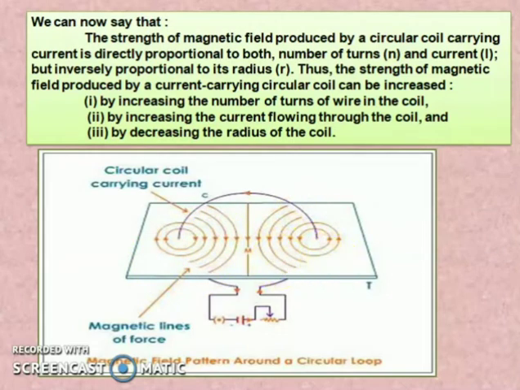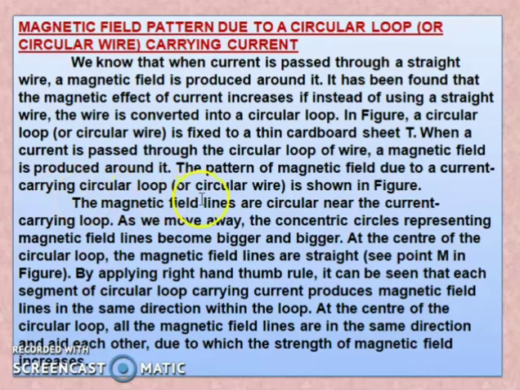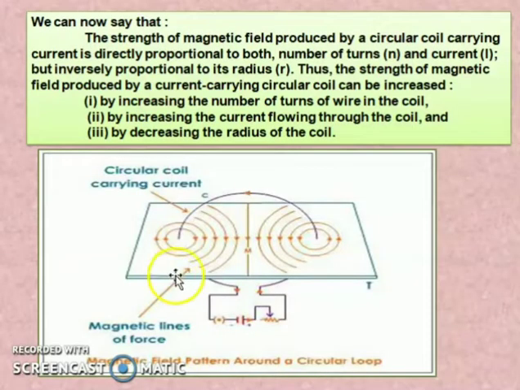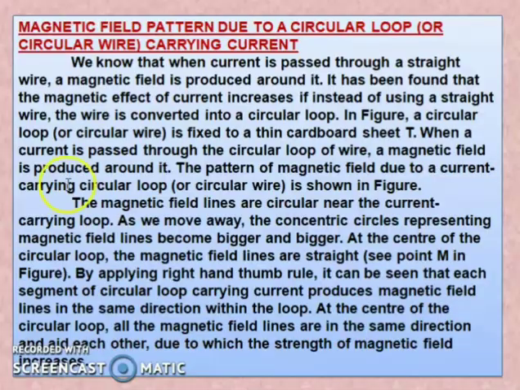We can see the magnetic field lines are circular near the current carrying loop. As we move away, the concentric circles of the magnetic field lines become bigger and bigger. At the center of the circular loop, the magnetic field lines are straight, which you can see at the point P.